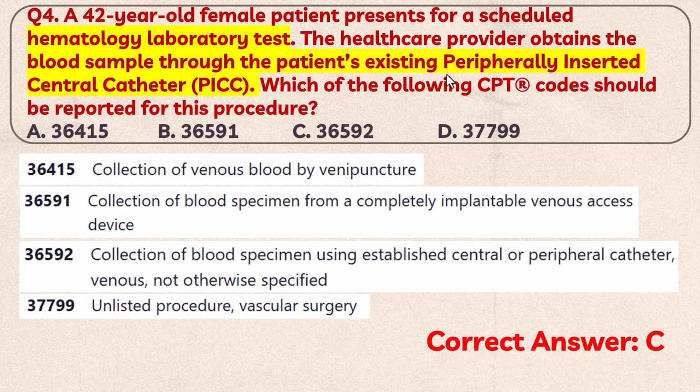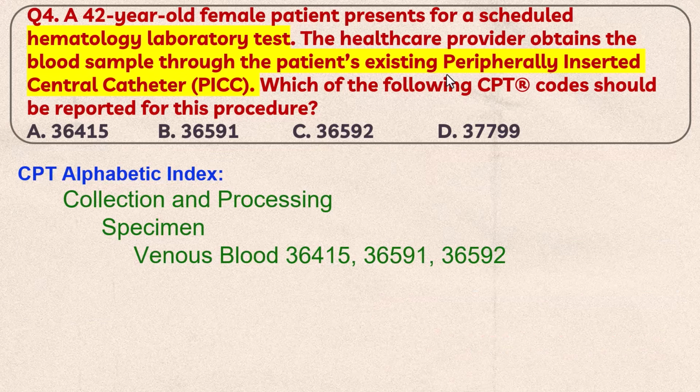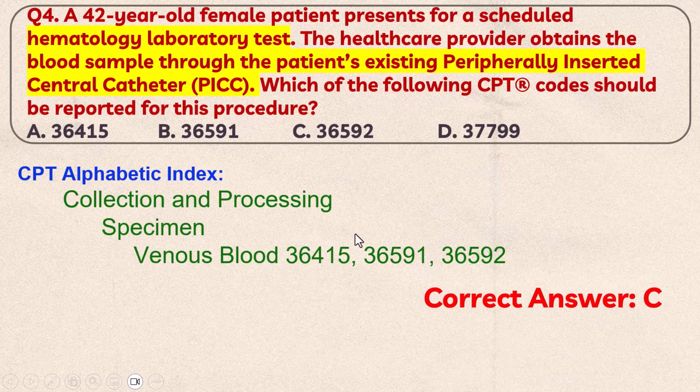If you encounter this case in a real working scenario, you have to use the alphabetic index. First go to the main term collection and processing, then the subterm specimen, then the subterm venous blood. It will lead to the following 3 codes. Again, come back to the tabular list and confirm the answer. Once you confirm, the correct answer will be answer C.